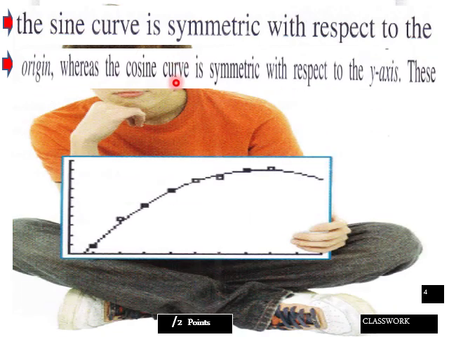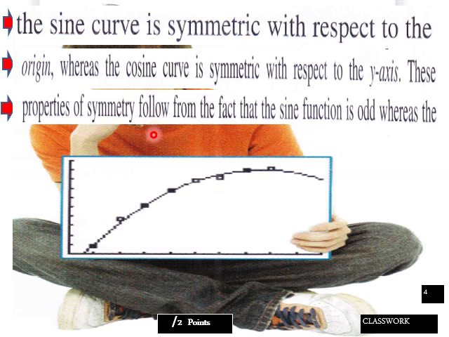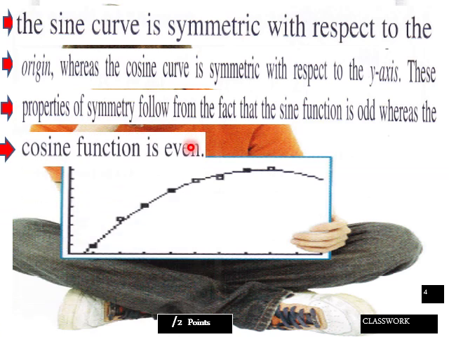The sine curve is symmetric with respect to the origin, whereas the cosine curve is symmetric with respect to the y-axis. These properties of symmetry follow from the fact that the sine function is odd, whereas the cosine function is even. So the sine function is symmetric to the origin. Sine, that makes it odd, whereas the cosine function is even. It's symmetric to the y-axis here.